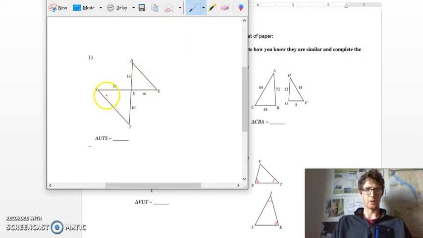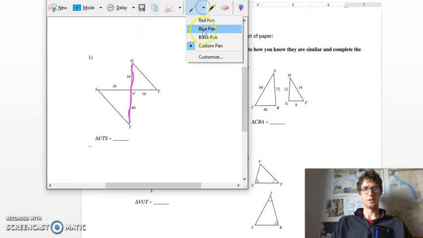So basically, are these two triangles similar? It says triangle UTS, so that's UTS. Is that similar to triangle UDE or UED? Basically, if that's true, this side here would have to be proportional to either this side or this side. I guess since they're both 16, it doesn't really matter. So I'm going to say this side.